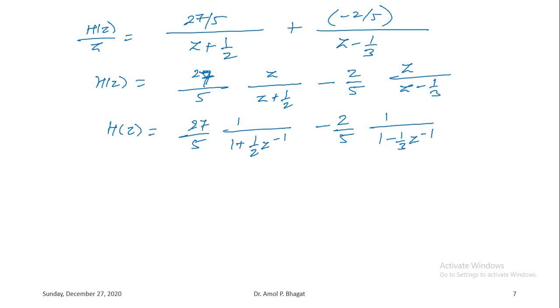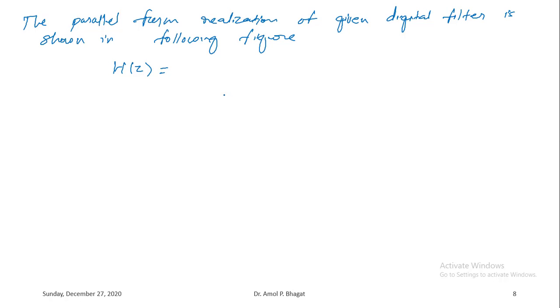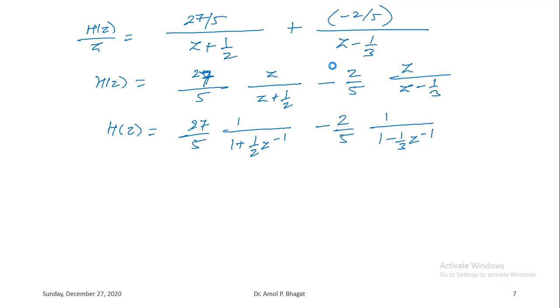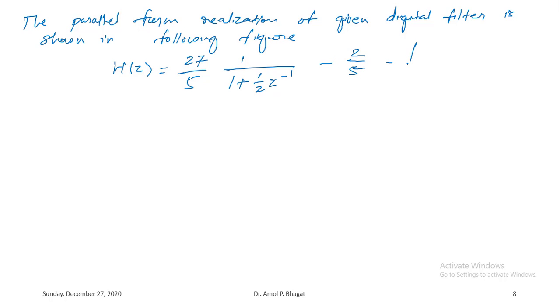applying partial fraction expansion in addition form. That is 27 by 5 times 1 upon 1 plus 1 by 2 z inverse, minus 2 by 5 times 1 upon 1 minus 1 by 3 z inverse is there, right? So again, as there are two terms, there will be two parallel lines in the realization structure. So you can indicate the input as x of n or capital X of z, right?